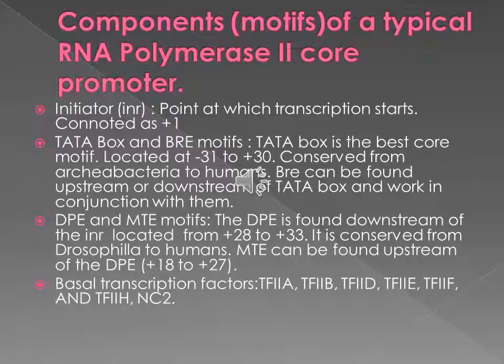RNA polymerase can synthesize RNA from DNA, but it is not usually able to recognize the core promoter. This requires additional factors known as the basal transcription factors. Some of these factors are able to mediate transcription from the TATA-driven promoter while repressing the DPE-driven promoter, while others do the opposite. Examples of some of these basal transcription factors include TFIIA, TFIIB, TFIID, TFIIE, TFIIF, TFIIH, and NC2.